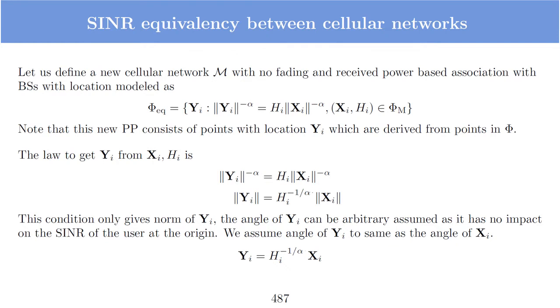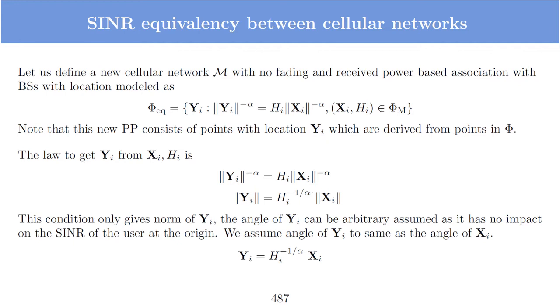See, this condition only gives the norm of Yi, because if you know Xi and Hi, you will get the norm of Yi. Location of Yi includes the norm and also the angle. You can take any angle, actually, that is not going to change anything, because eventually the distance between the base station and the user matters, not the exact angle. So for completeness, you can just take a random angle for Yi, or just the same angle of Xi can be associated with Yi.